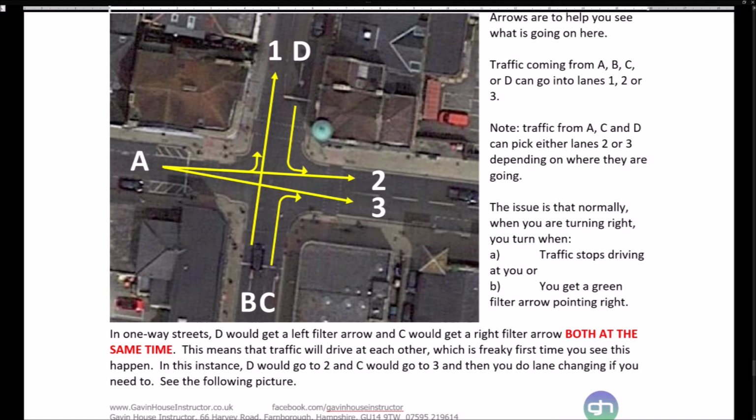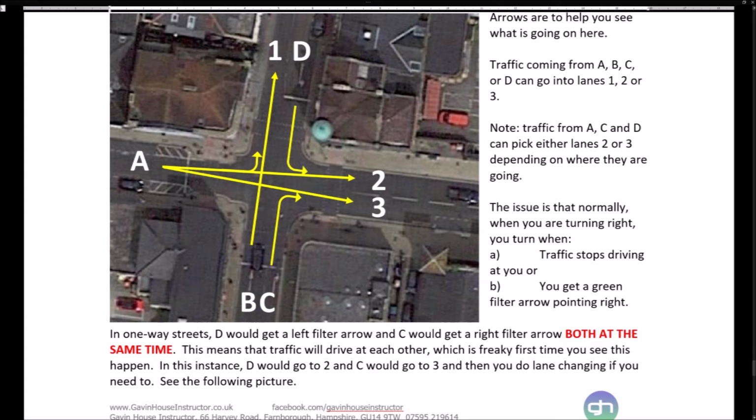Traffic coming from A, B, C or D can go into lanes 1, 2 or 3. Note, traffic from A, C and D can pick either lanes 2 or 3 depending upon where they are going. The issue is that normally when you are turning right, you turn when A, traffic stops driving at you, or B, you get a green filter arrow pointing right.